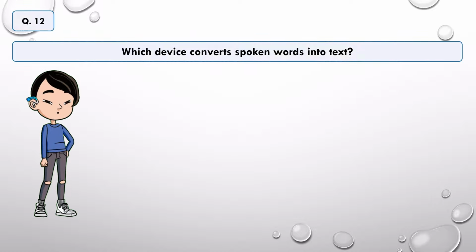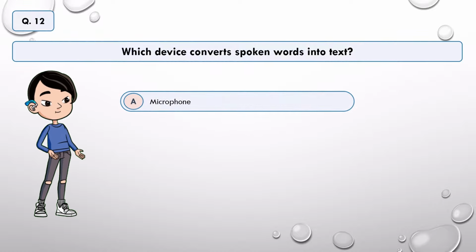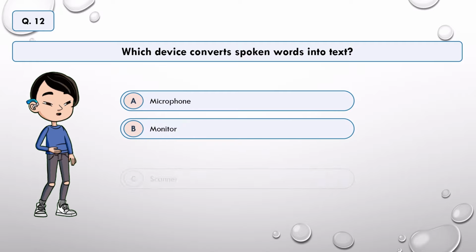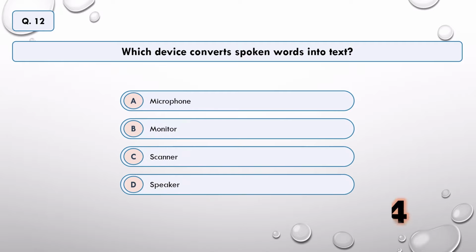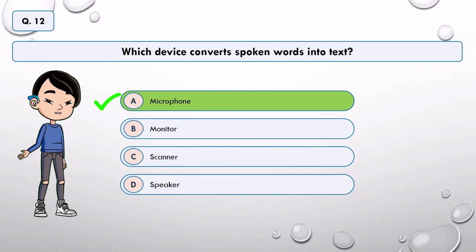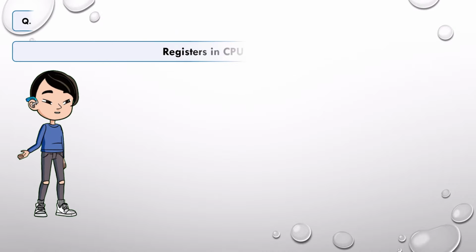Question 12. Which device converts spoken words into text? Options are A. Microphone, B. Monitor, C. Scanner, D. Speaker. Answer is microphone.